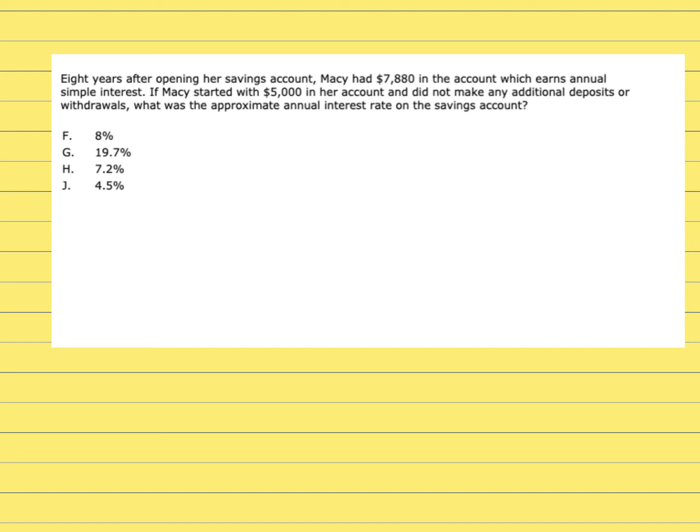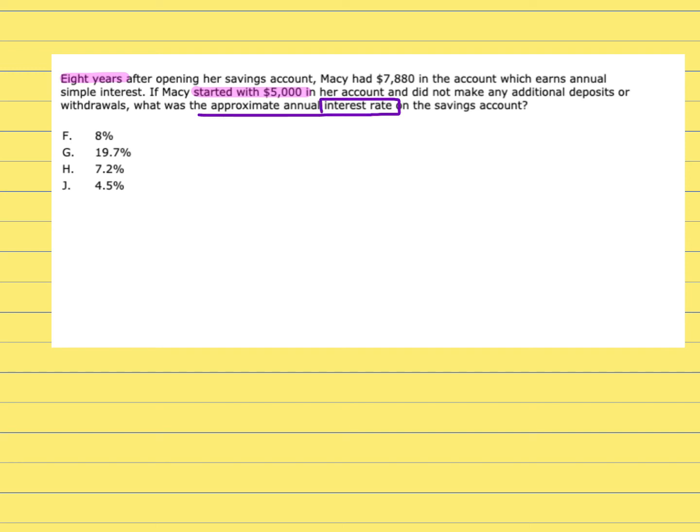Then this question, we're actually going to try to work backwards. This says 8 years after opening her savings account, Macy had $7,880 in the account, which earns annual simple interest. If Macy started with $5,000 in her account and didn't make any additional deposits or withdrawals, what was the approximate annual interest on the savings account? So this one we're going to have to do a little bit of back work. We know the time is 8 years. I know that her starting amount was $5,000. Now the question is trying to get me to determine what was the interest rate.